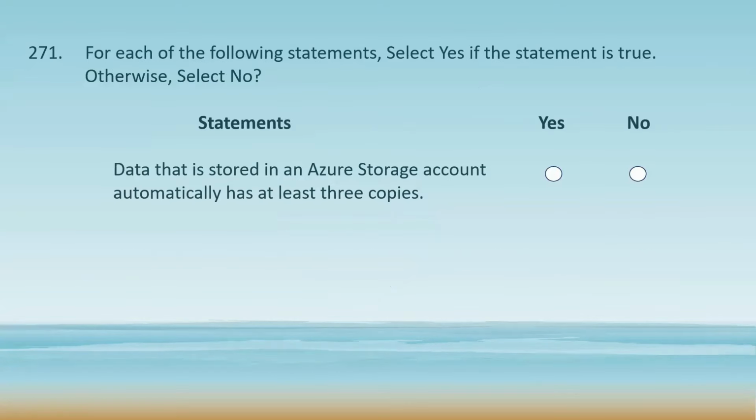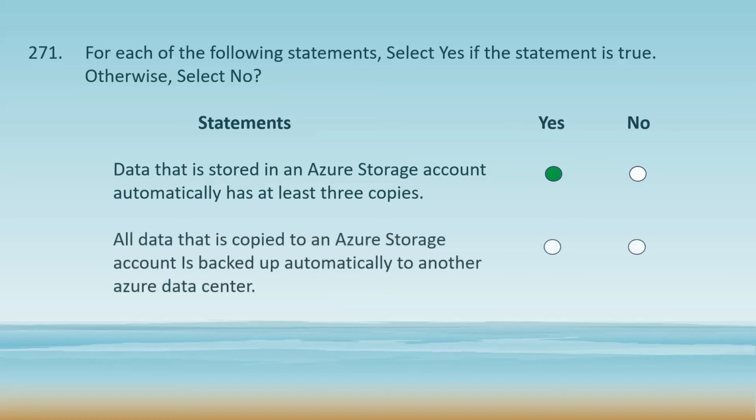This is question number 271 of the series, folks. For each of the following statements, select yes if the statement is true, otherwise select no. And the first statement is data that is stored in an Azure storage account automatically has at least 3 copies. That's correct, folks. At least 3 copies of data are maintained when stored in an Azure storage account. All data that is copied to an Azure storage account is backed up automatically to another Azure data center.